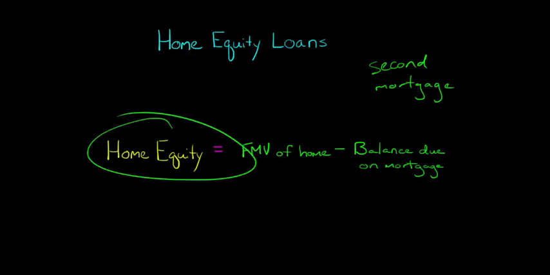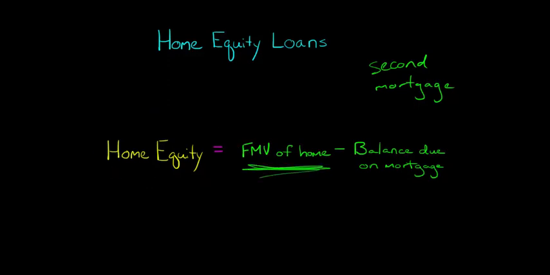Home equity is just going to be equal to the fair market value of your home, which, if you've had an appraisal done, you can use as the fair market value. Then you subtract out the remaining balance due on your mortgage. When I say balance due, I'm talking about the principal that has yet to be paid. So the remaining principal, you deduct from the fair market value of your home.